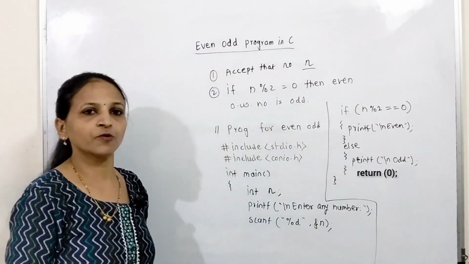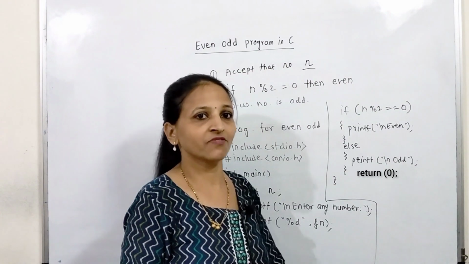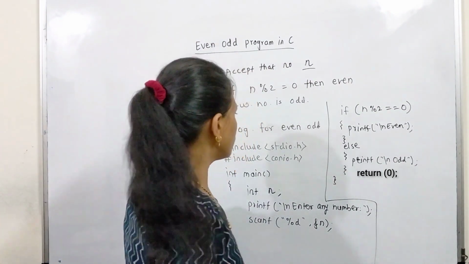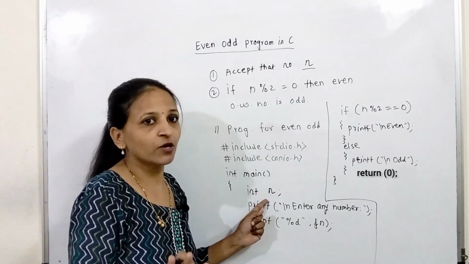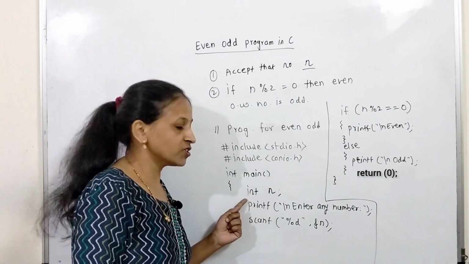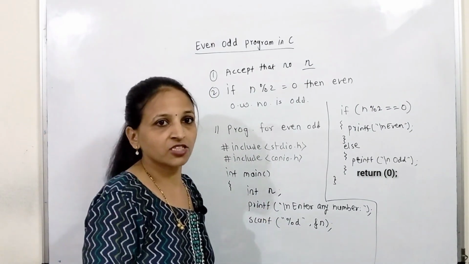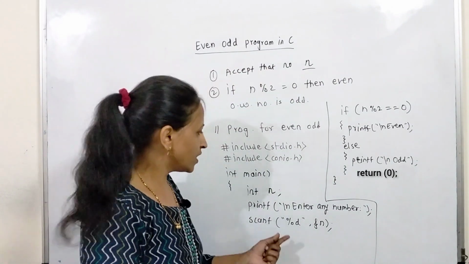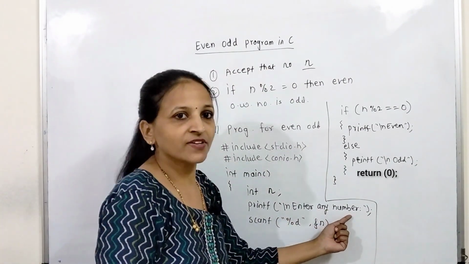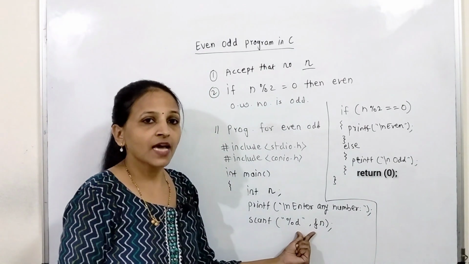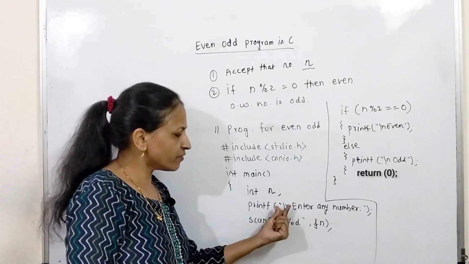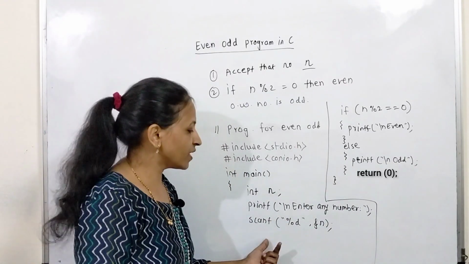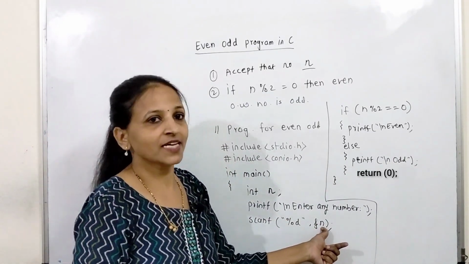That's it. This is just a program to check whether a given number is even or odd. Now what we have done here, we have first declared the variable n. It is of type integer because we are going to accept a whole number from the user. Then the message "enter any number" will get displayed. We accept that number from the user with the help of scanf. Whatever number is entered by the user will be fetched and stored inside n.